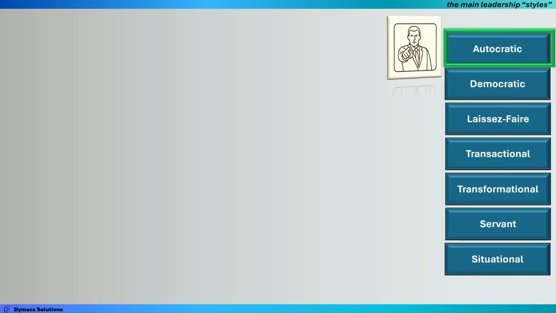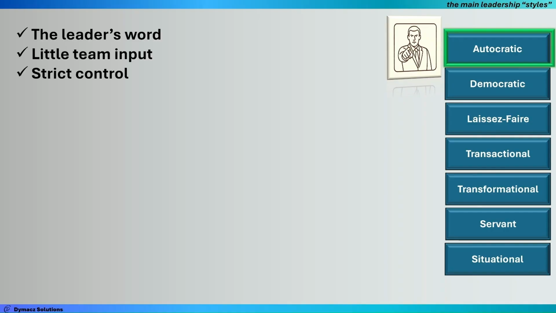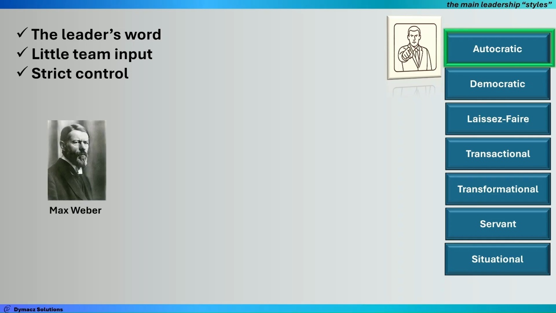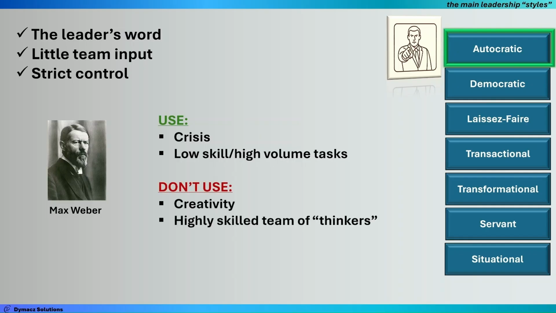First, we have the autocratic style. With this style, the leader calls the shots with little or no input from the team. There is strict control and clear direction. This came from Max Weber in the early 1920s, a key figure in sociology, and is rooted in early military and industrial practices. It's best used for a crisis or when there is low skill needed but a high volume of tasks. It's not so good for creativity or a highly skilled team where the people are supposed to think for themselves and you hired experts to tell you what we should ideally do.